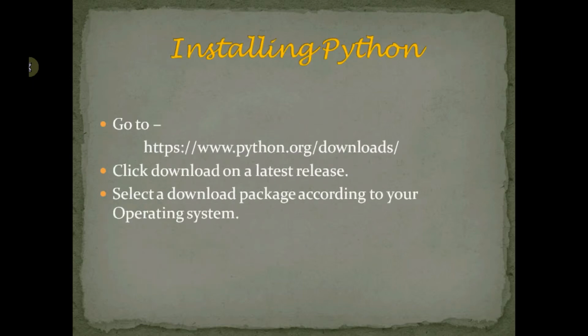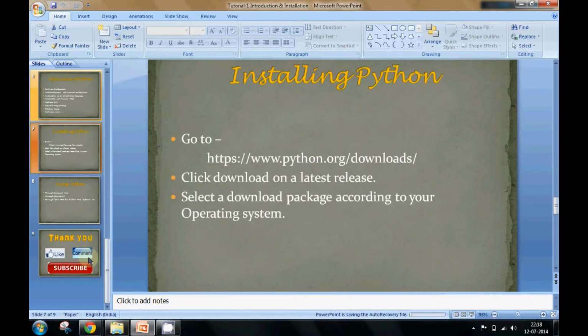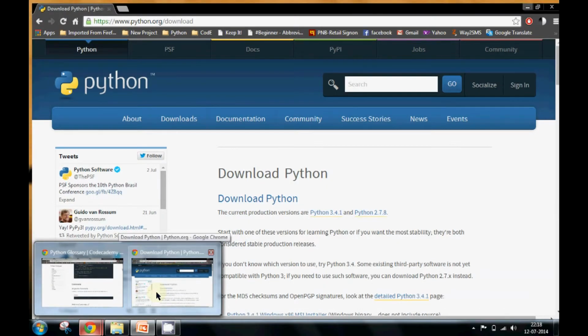Next thing you are thinking, okay, Python is very good. Now how to install Python? So here's the link. I'll attach it. You can see it in the video description down below. You have to go to that link, click on the latest release of Python, and then select a download package according to your system. Let me give you a demo.